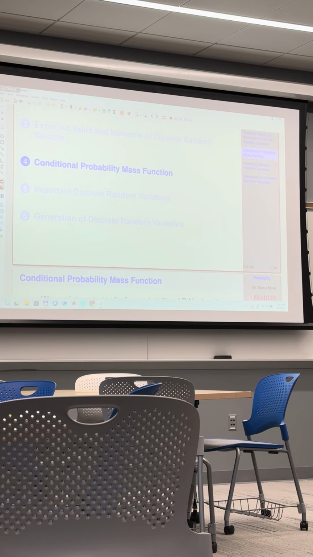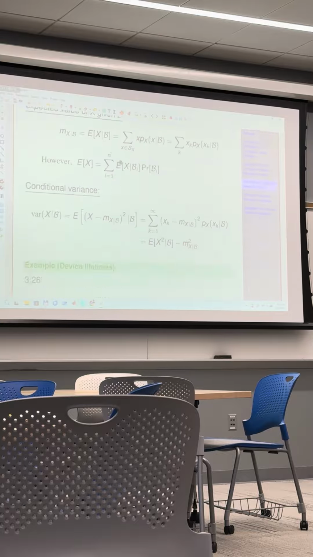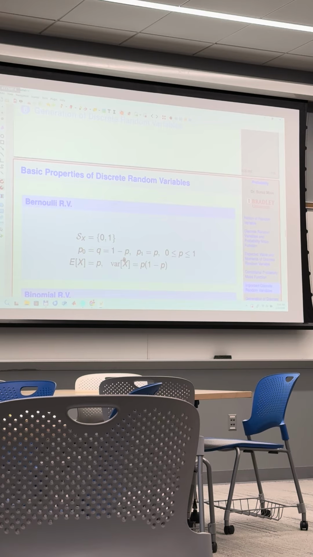Conditional probability mass function. I'm not going to cover this one. Ignore this. This is just conditional probability mass function. And basically, the same theory repeats. We want the conditional probability.